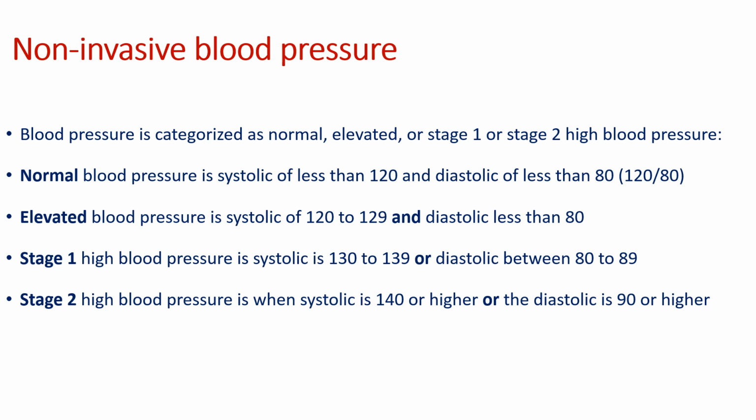Stage 1 high blood pressure is when the systolic blood pressure is 130 to 139 or diastolic blood pressure between 80 and 89. Stage 2 high blood pressure is when the systolic blood pressure is 140 or higher and the diastolic pressure is 90 or higher.